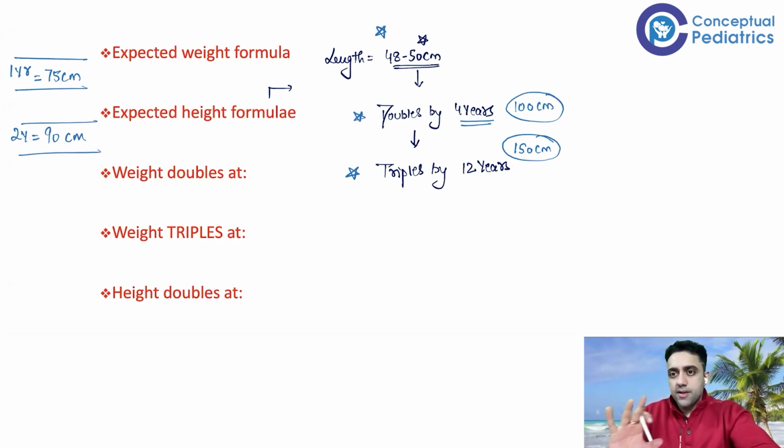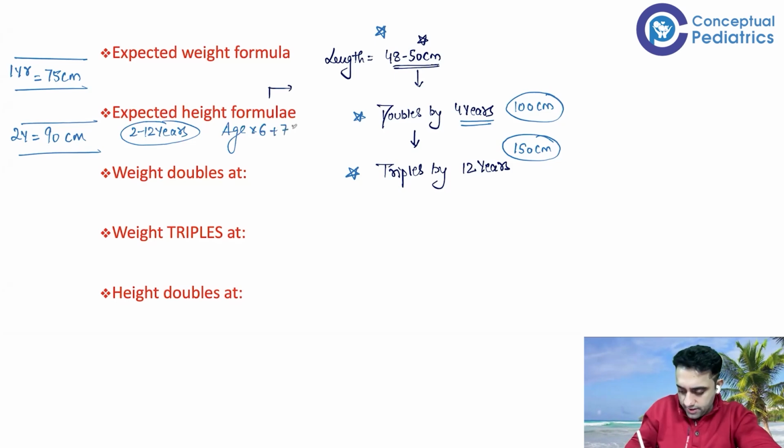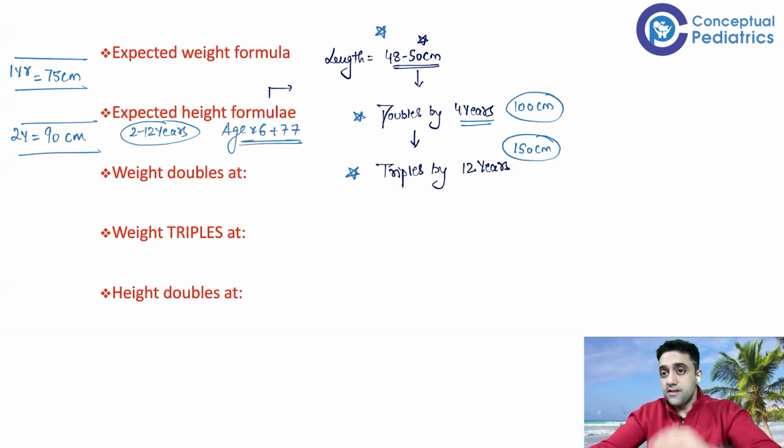These are the important points you should know. Number two, very importantly, to calculate the expected height from 2 to 12 years, we have a formula: age into 6 plus 77. They are going to ask you this in your pediatric residency also.